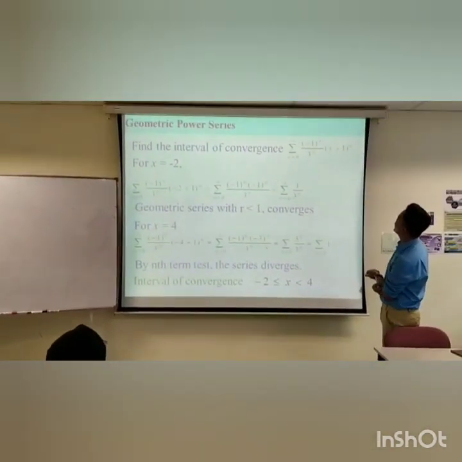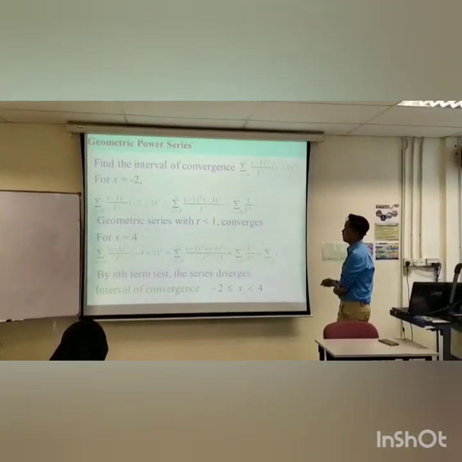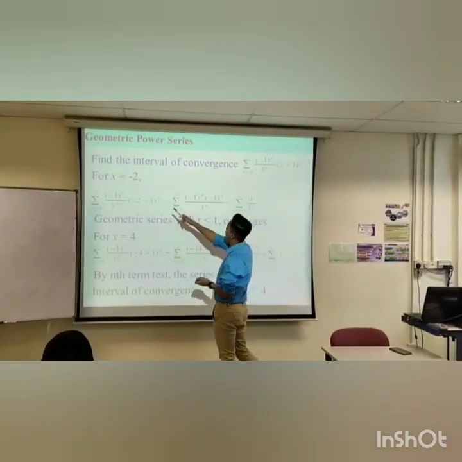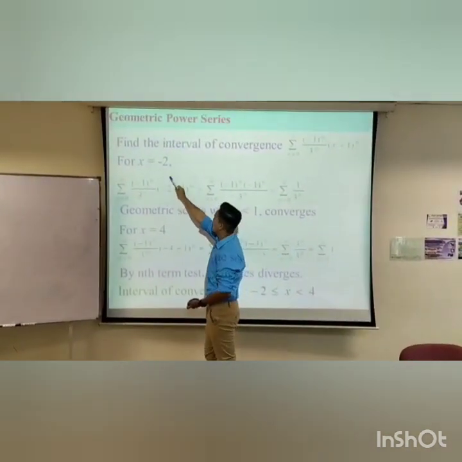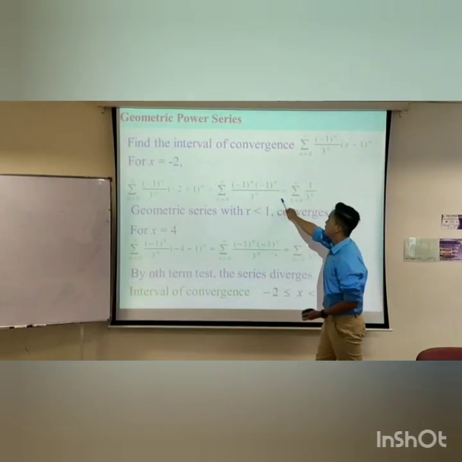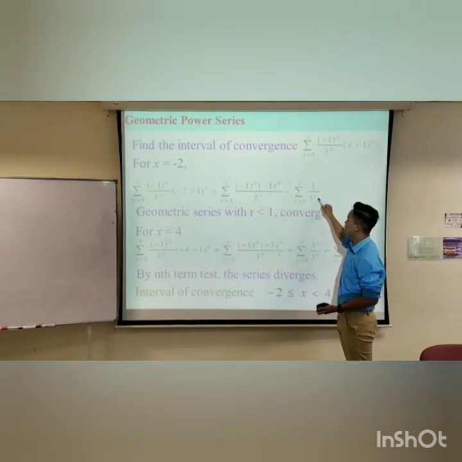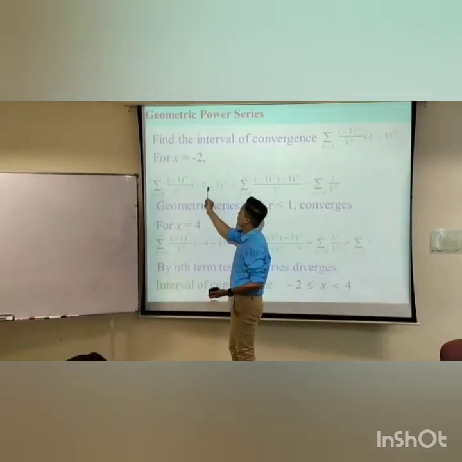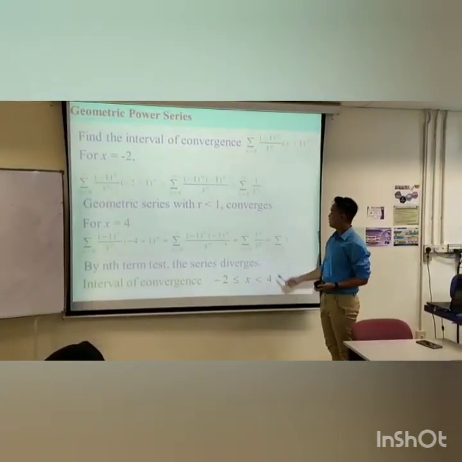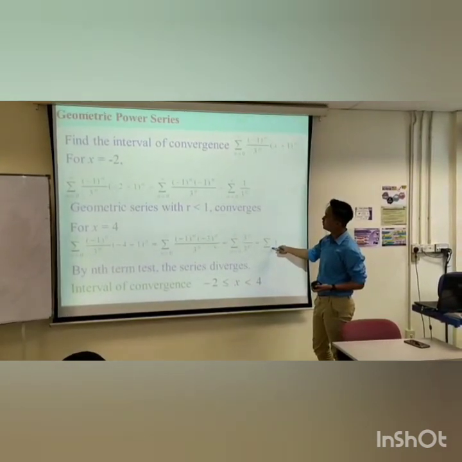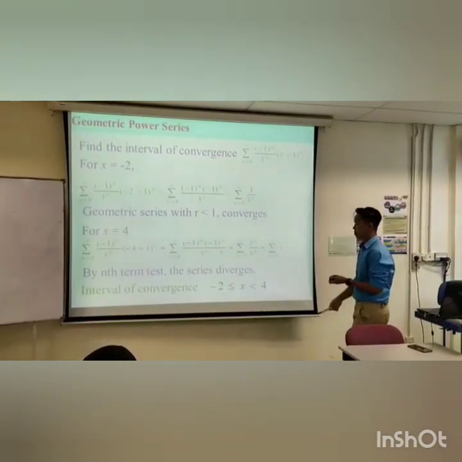Find the interval of convergence for x minus 2. So we will go through this very fast. You just sub in the value of x. This is the general formula. Sub in the -2. Then you will get this, and you will get this. I think you can get this right, because -2 plus 1 is -1, and then you will get something like this. It is the same for this one. You just sub in the value. With r lesser than 1, it converges.